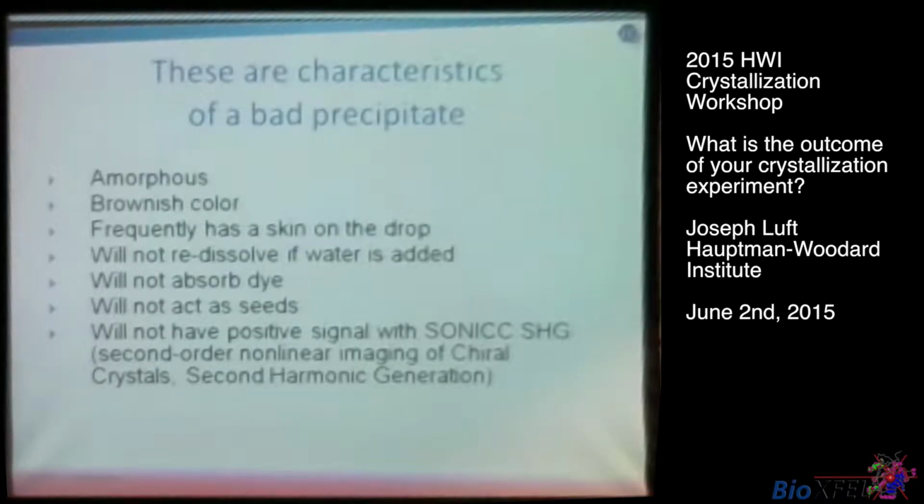So you can characterize these bad precipitates. They tend to be amorphous, cloud-like. They're often brownish in color. Proteins actually denatured in some cases. A lot of times they're associated with a skin forming on the surface of the drop, but again, skins form on the surface of a drop that contains crystals as well, so it's not by any means 100%. If you add a small amount of water to the drop, these bad precipitates tend not to go back into solution because they are denatured protein. They don't refold and go back into solution.